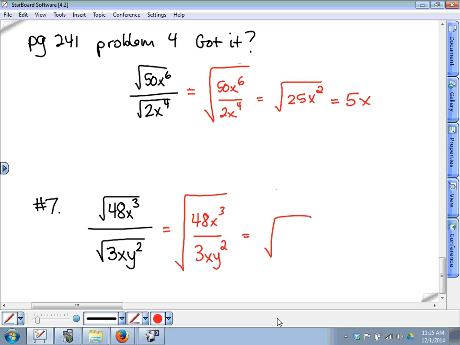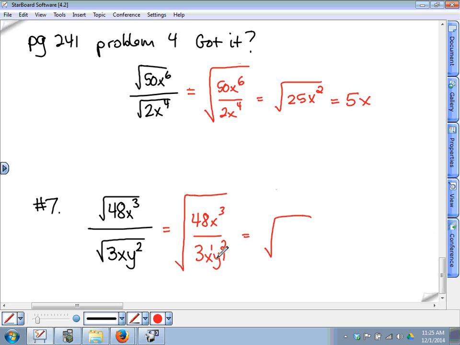This one's a little different. Not everything simplifies so nicely. 48 divided by 3 is 16. And then we have this x to the 3rd divided by x to the 1. You subtract exponents. Remember, 3 minus 1 is x squared.